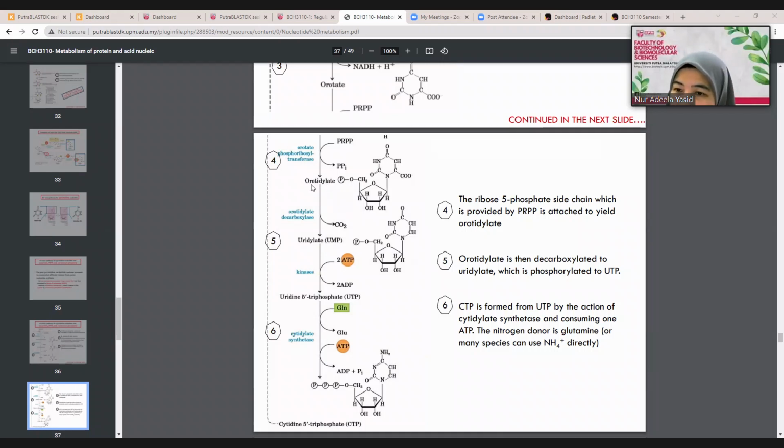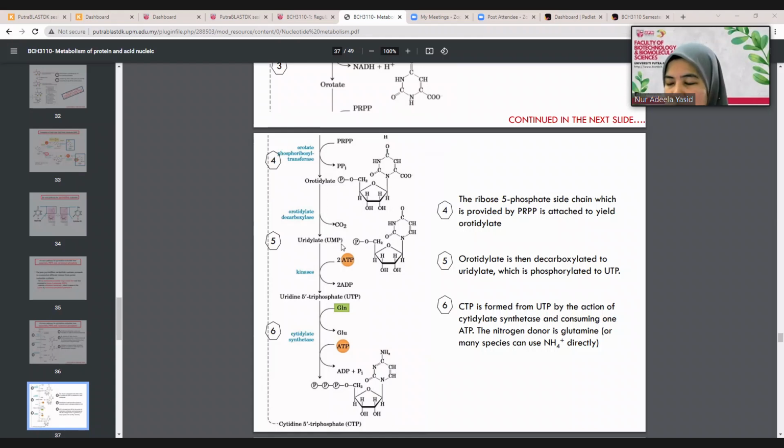Okay. So from OMP or orotidylate, now it is converted to UMP, or uridylate, or uridyl monophosphate. This is a decarboxylation reaction catalyzed by orotidylate decarboxylase. So it's from orotidylate to uridylate. It involves decarboxylation.